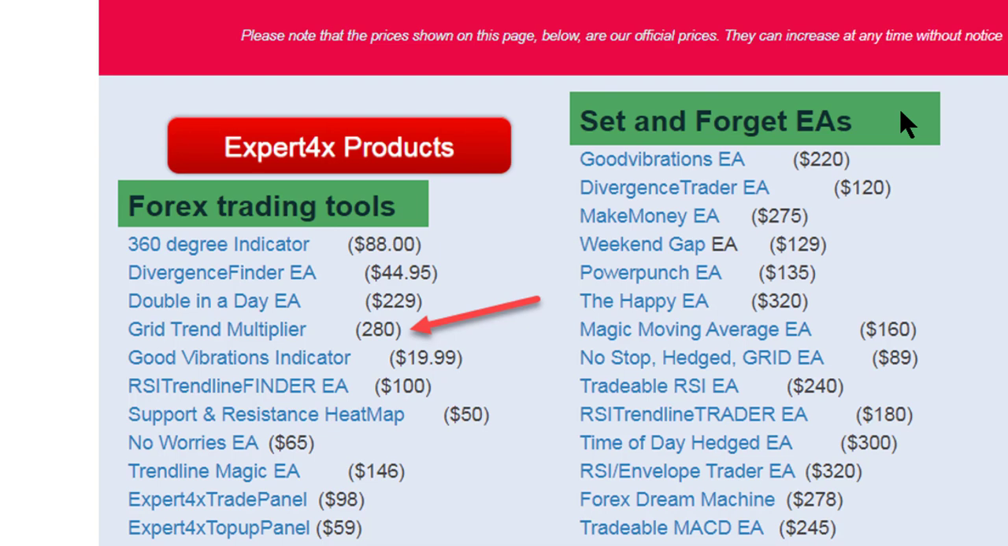When you're using a tool, it can be an indicator, it can be a finder, as you can see there. It can do all kinds of things, and all that the grid trend multiplier does is automate grid trading, but it does not provide the entry or the exit for that particular trade. So it's a grid trading EA where the trader has to give the entry and the trader has to give the exit, and that is why it is a forex trading tool and not a set and forget trading EA.